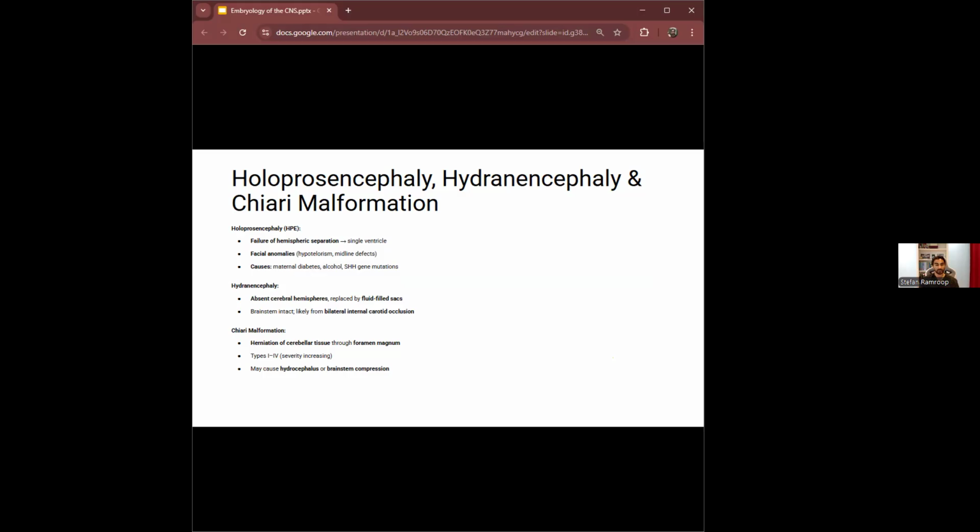Type 2 or your Chiari II involves descent of the vermis, medulla, and 4th ventricle, and it's almost always associated with a myelomeningocele and hydrocephalus. Type 3 is rare, and it involves herniation into an encephalocele.